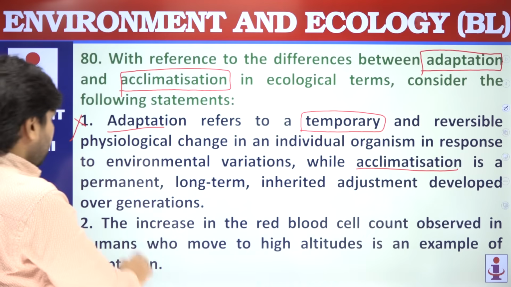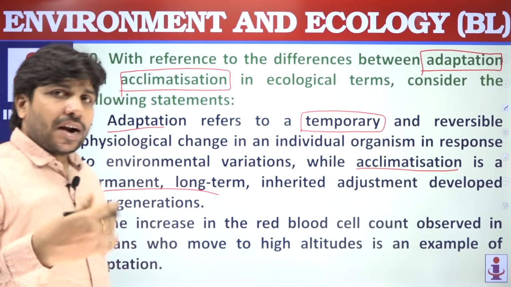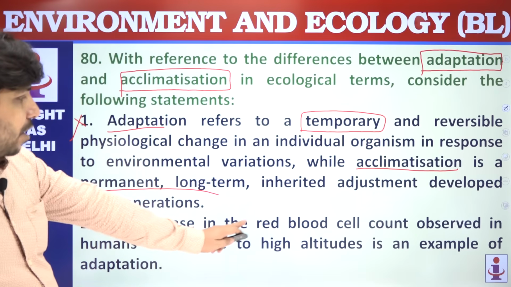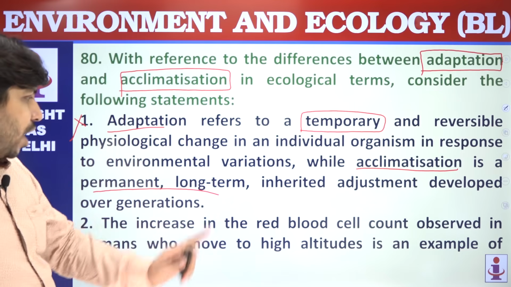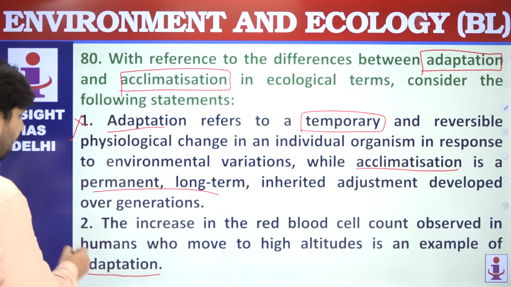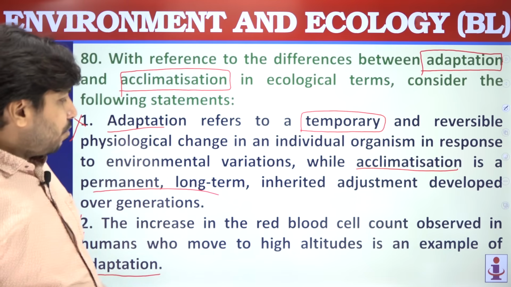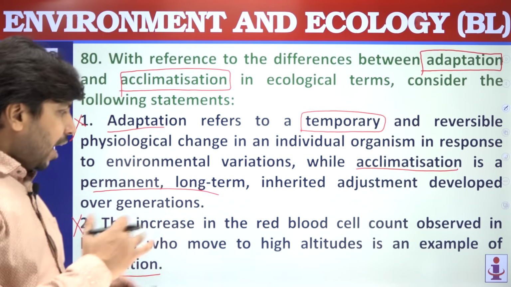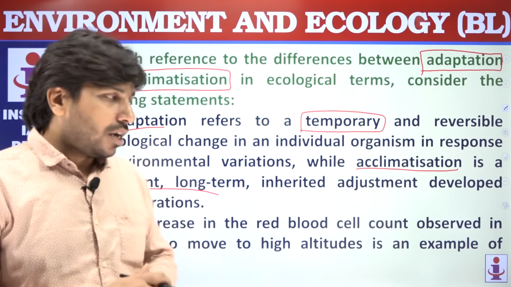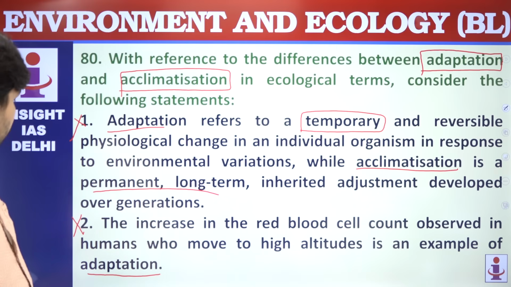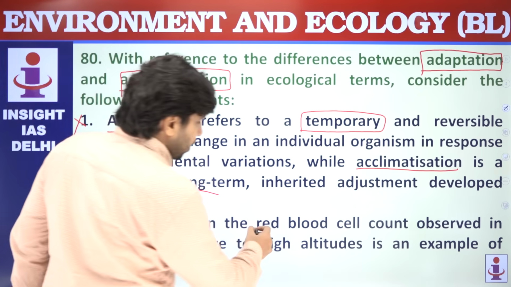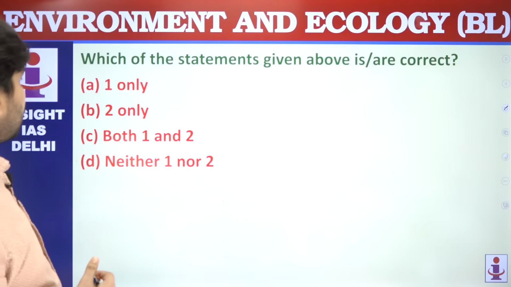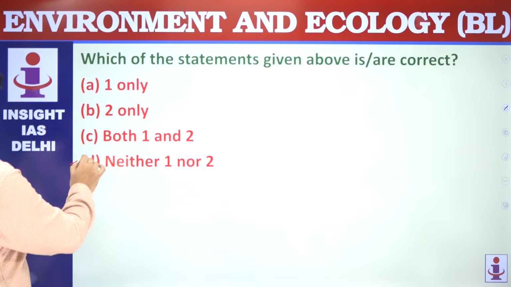Acclimatization is a permanent long term. Permanent long term is adaptation. Acclimatization is the temporary one. So statement 1 is not correct. The increase in the red blood cell count observed in humans who move to high altitudes is an example of adaptation. This is an example of acclimatization because they are moving temporarily to high altitude areas and the red blood cell count is increasing. The moment they are coming back to their low altitude natural areas, their blood count will come back to normal. So the temporary change in red blood cell count is an example of acclimatization. Question is asking about correct statements, so both are not correct.